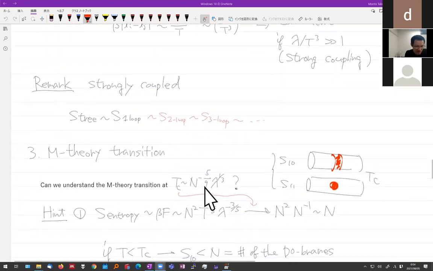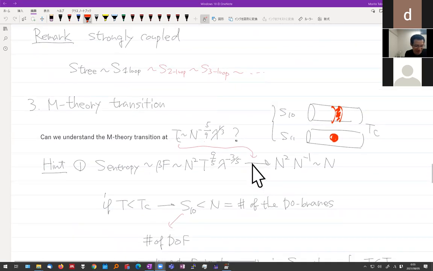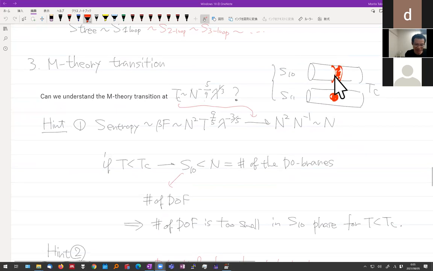Okay, yes. Then I briefly explain the transition. This is also highly speculative, but maybe the result is suggestive. So then the question is, what will happen at this temperature? Gravity predicts some transition, but unfortunately, this D-brane cannot see this direction directly. So something strange happens. Okay, so there is some hint for this temperature.